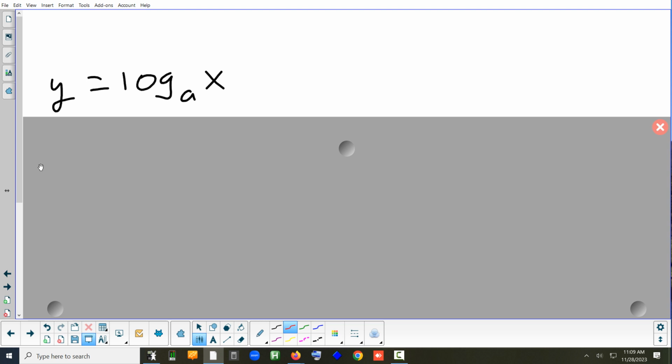All right. So as far as visual, that's all we're really going to look at with a visual today for logs. We're going to do more with graphing, but that'll be tomorrow. Okay. So what I have written there, that is how you write a log equation.